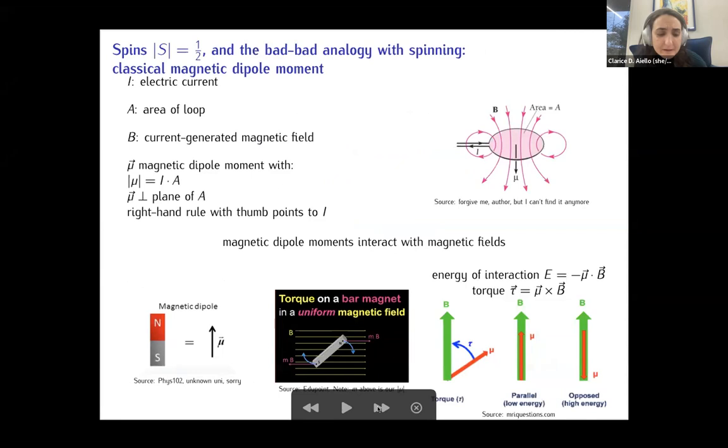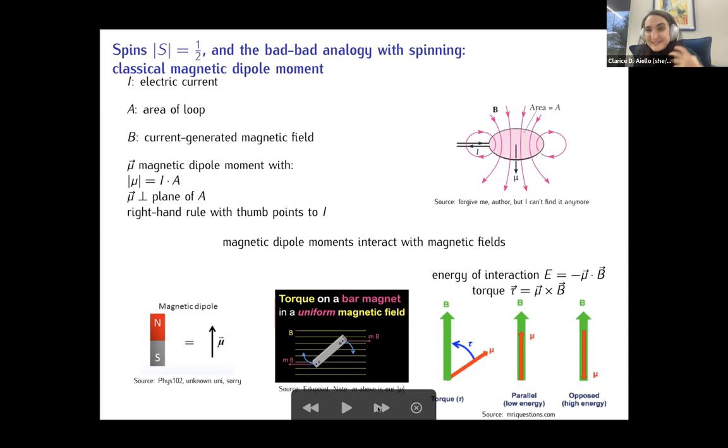Spins get a very bad rep, and that's because people think about spins as something actually spinning in space. So let me tell you where this analogy with things spinning comes from.